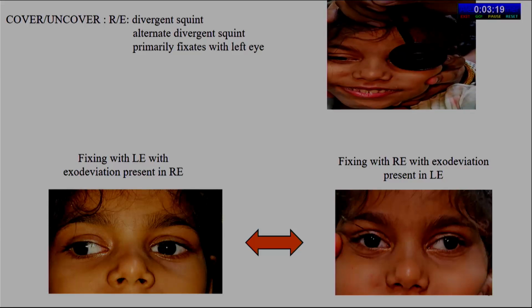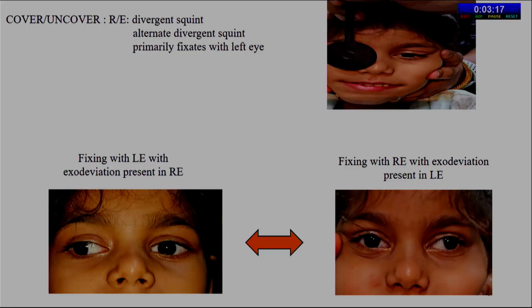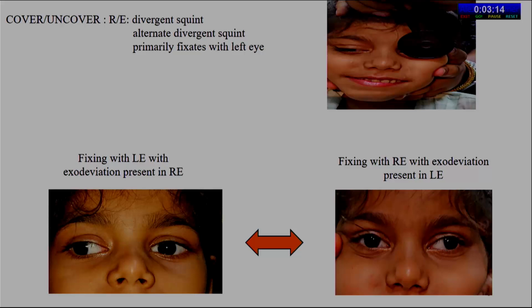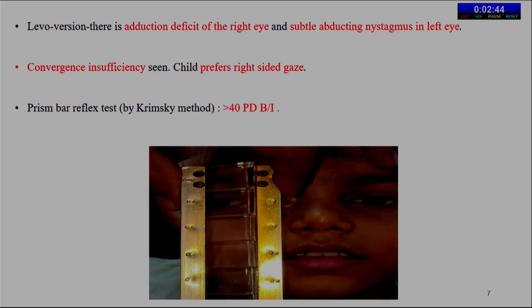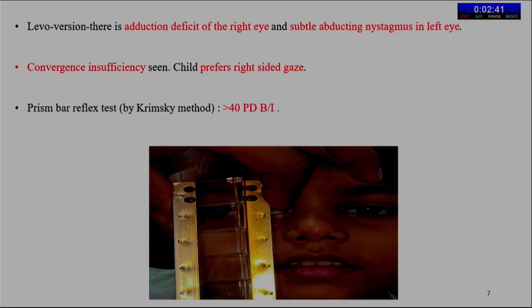It's not much clear in the video, but in the images you can see that in the first image the child is fixing with the left eye with exodeviation present in the right eye. In the next image, the child is fixing with the right eye and exodeviation is present in the left eye. On levoversion, there was adduction deficit in the right eye, and subtle abducting nystagmus seen in the left eye, and there was convergence insufficiency, and the child was preferring right side gaze. On prism bar reflex test, it was more than 45 prism diopter base out.